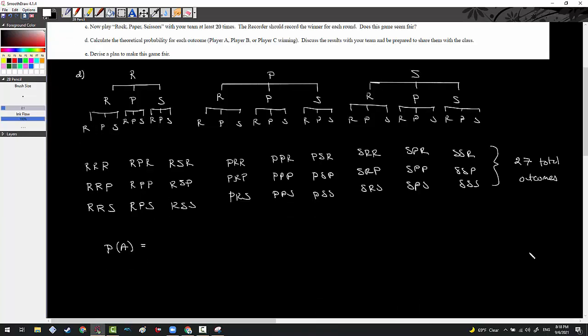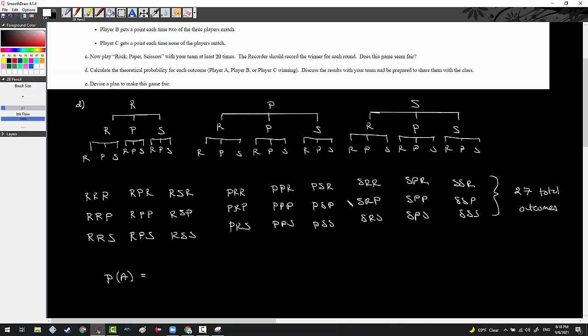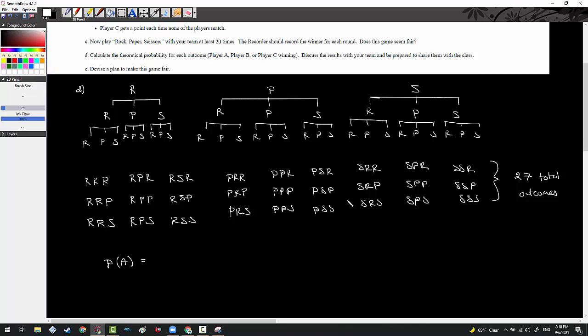Okay, so after mapping all of them out with rock, paper, scissors, and the way we did it, I ended up calculating all of the different ways that the possibilities could happen. And there are 27 total outcomes, right? 3 down, 9 total columns. And so from here, let's calculate the probability of player A winning. Remember, player A will earn a point if all 3 players match. So let's take a look at what that looks like here.